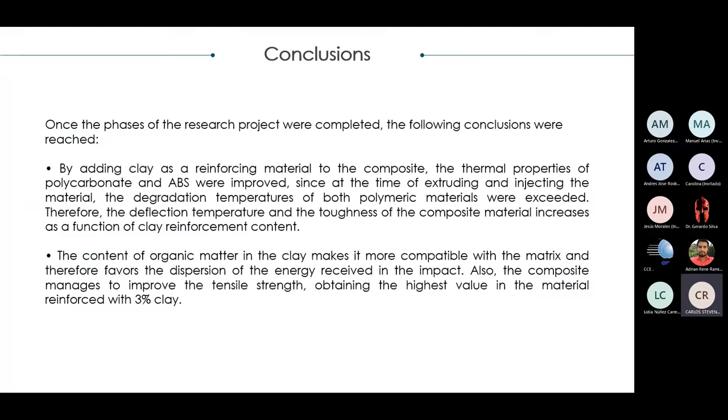Once the phases of the research project were complete, the following conclusions were reached. By adding clay as a reinforcement material to the composite, the thermal properties of the polycarbonate and ABS were improved, since at the time of extruding and injecting the material, the degradation temperatures of both polymeric materials were acceptable. Therefore, the deflection temperature and the toughness of the composite material increase as a function of clay reinforcement content. The content of organic matter in the clay makes it more compatible with the matrix and therefore favors the dispersion of the energy received in the impact.